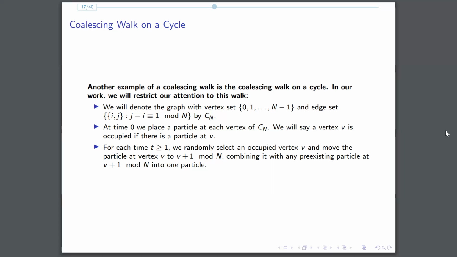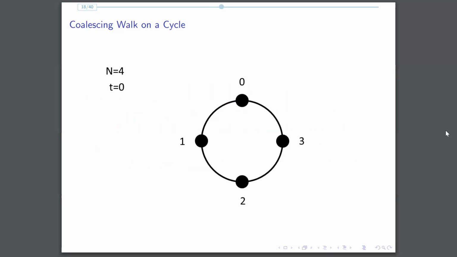At time 0, we place a particle at each vertex of C_n, and we'll say a vertex V is occupied if there's a particle at V. Then for each time t greater than or equal to 1, we'll randomly select an occupied vertex V and move the particle at vertex V to the vertex V plus 1 mod n, so that it's combined with any pre-existing particle at V plus 1 mod n into a single particle.